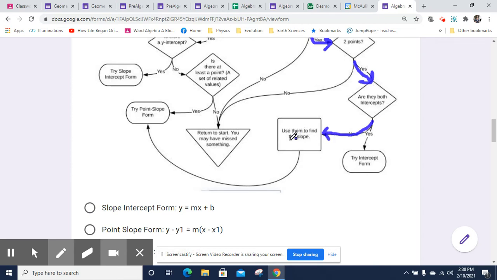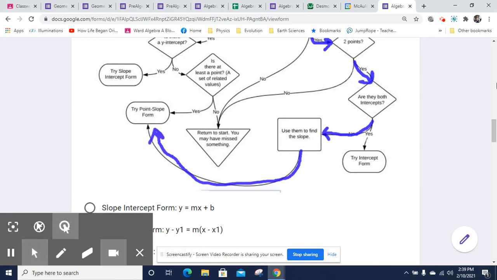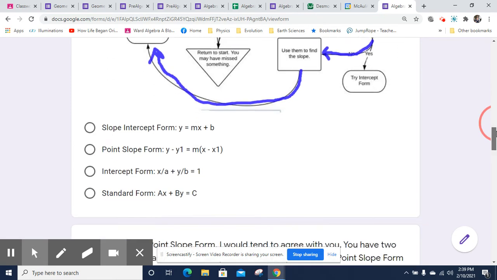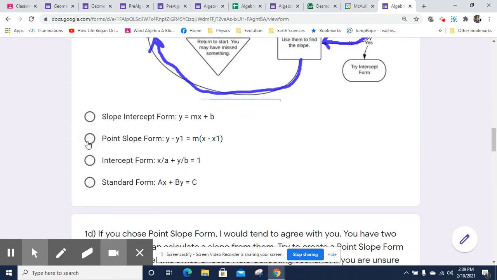Okay, is there a way to find the slope? Oh yeah, there's definitely a way to find the slope. Use them to find the slope. We can do that. And then we'll end up over here at the point slope form. So point slope form for the win. If you recall, the point slope form is y minus a known y value that we're working with equals slope times x minus the related x value for that y value.